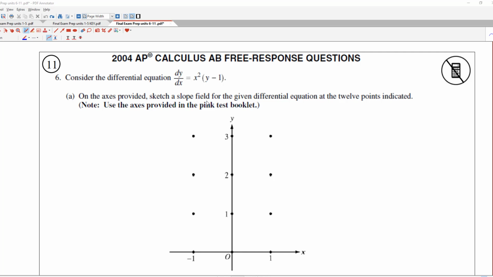This is AP Calculus AB. This is Mr. Snell going through some problems. Let's start with number 11. This was the first question people had questions on.